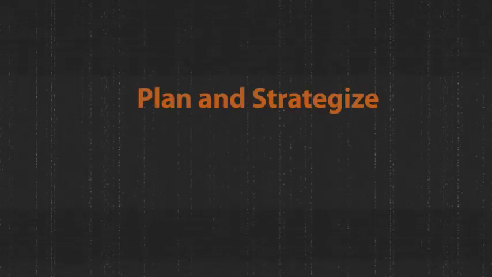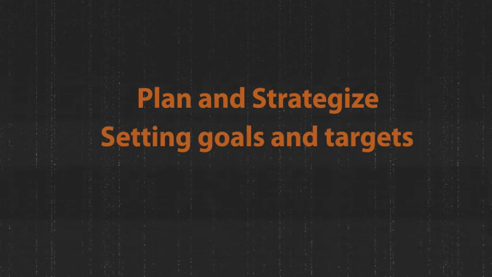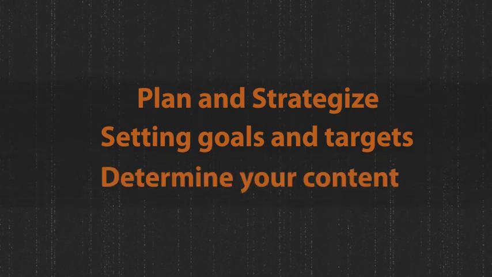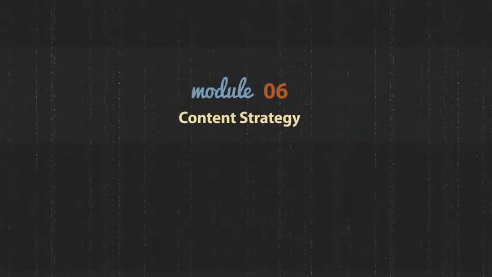Just to recap, content analysis involves looking at the content you have and trying to figure out what to do to make it better. The first step of the process is to plan and strategize, setting goals and targets, depending on the nature of your business. Next, you will have to determine what kind of content you will need by evaluating users' needs and the competition. The next module will be about the content strategy design phase.